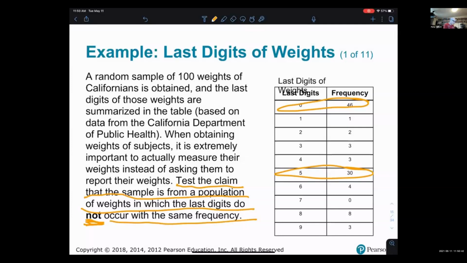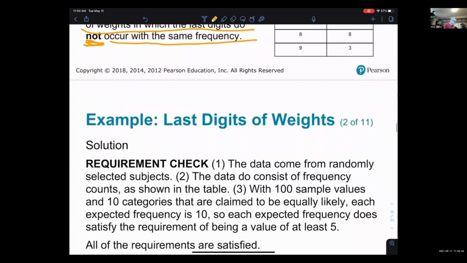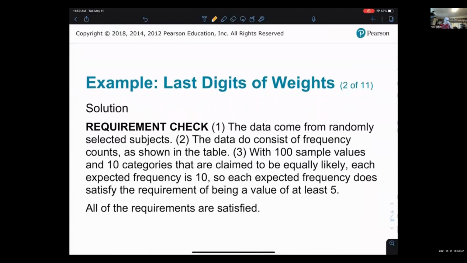So how do we go through the process as we were just showing? First, there's the requirement checks. The data comes from randomly selected subjects. That's been stated. The data do consist of frequency counts. They're showing how many times each of those last digits was tallied. And there's 100 sample values and 10 categories that are claimed to be equally likely. That's our claimed distribution. Each expected frequency is 10. So again, you would take the total number dividing by how many categories when you're assuming that they're equally likely is your distribution you're checking.